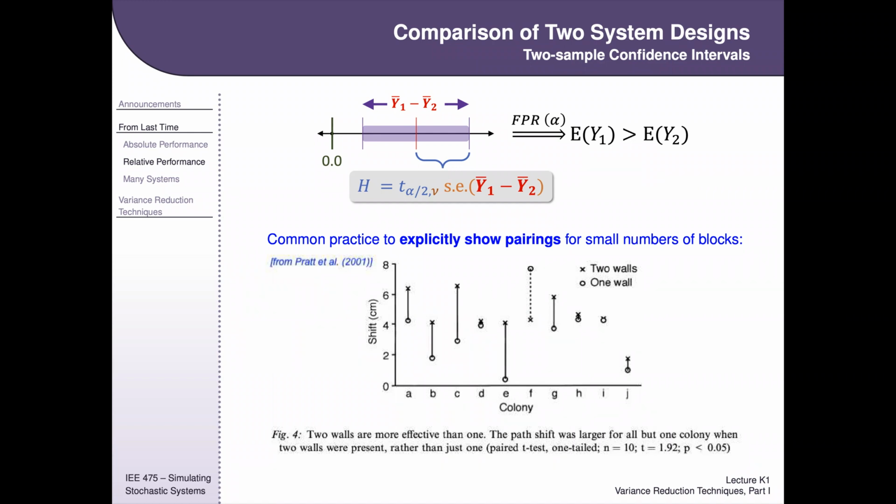And a paired t-test, which is just a t-test on those differences comparing to 0, will probably reject 0 as a plausible hypothesis. So you will be able to show that there's a difference here.